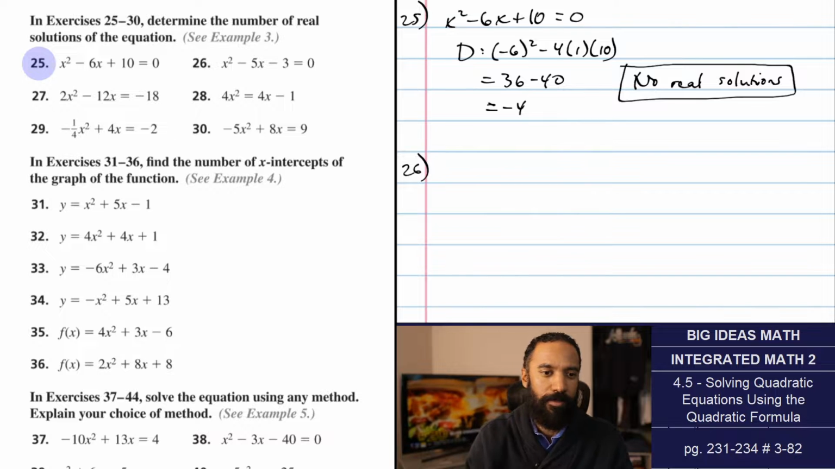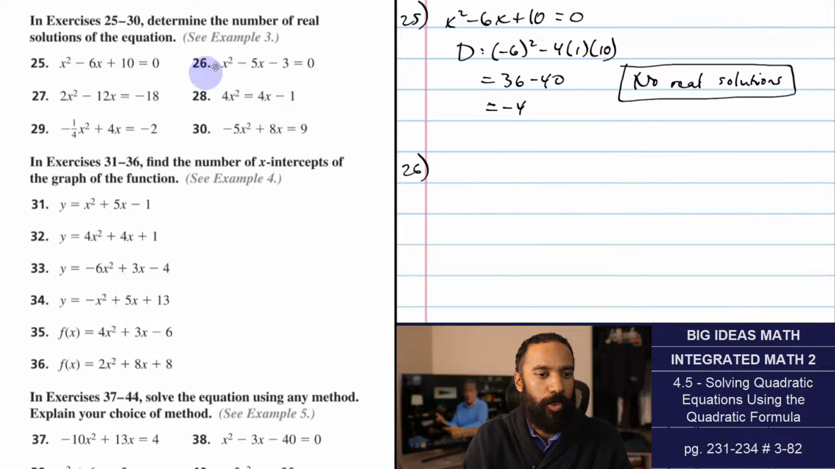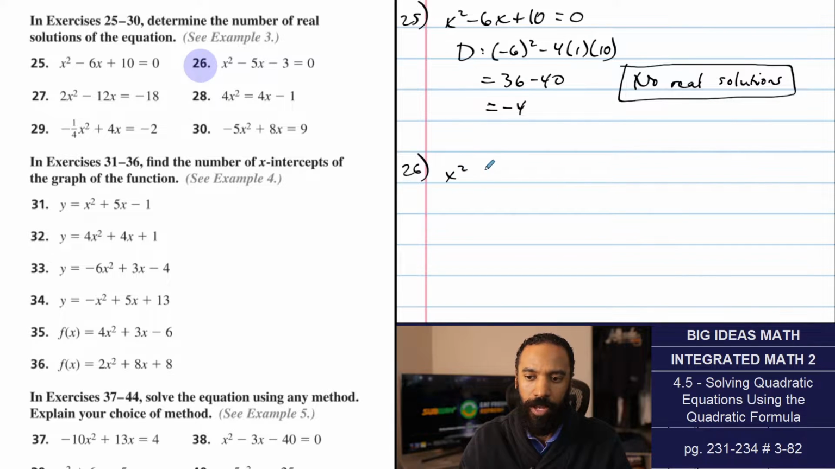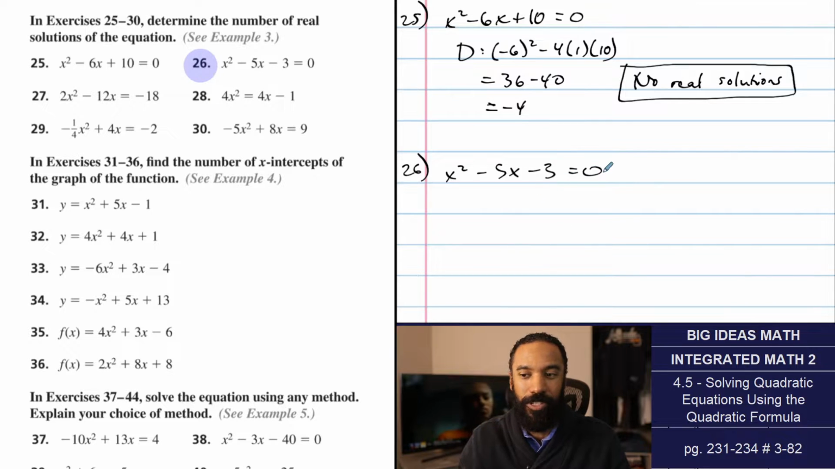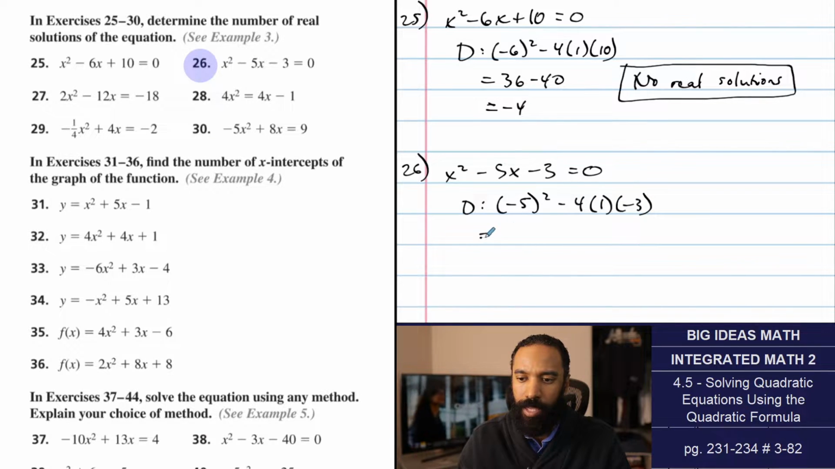This is where you're likely to get some 0 discriminants. Number 26, I can tell you already there's going to be 2 real solutions. I'll tell you why in a moment. There are other ways you can figure it out, too. Not always, but there are other ways that you can kind of work it out. And this is what we want to talk about here. B squared minus 4ac is 25. Negative times negative is positive, so plus 12, which is 37.